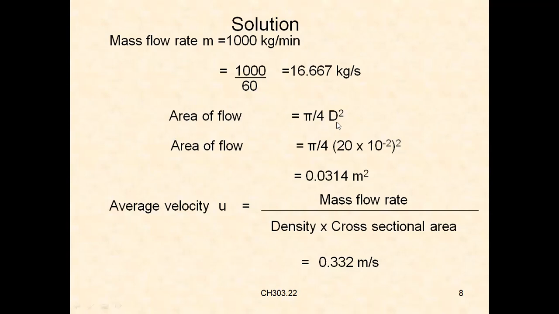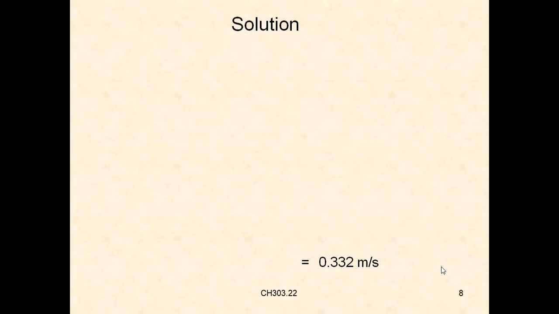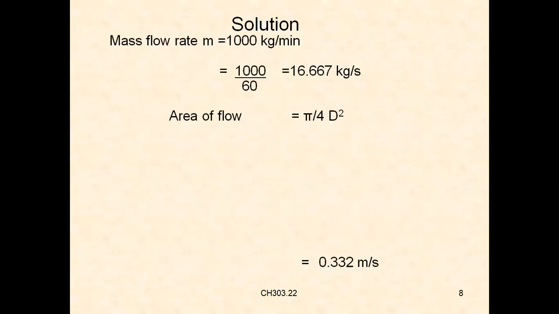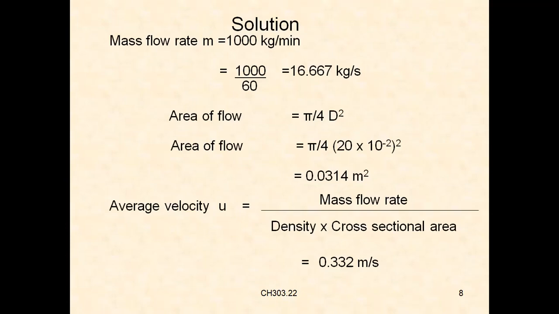The area of flow is equal to pi by 4 d square, that is pi by 4 into (20 into 10 to the power of minus 2) whole square. The area of flow is 0.0314 meter square. Average velocity U is given as U is equal to m dot by rho A, that is mass flow rate divided by density into cross sectional area. Mass flow rate is 16.667 divided by density of molasses, 1600, into cross sectional area. We got the average velocity as 0.332 meters per second.